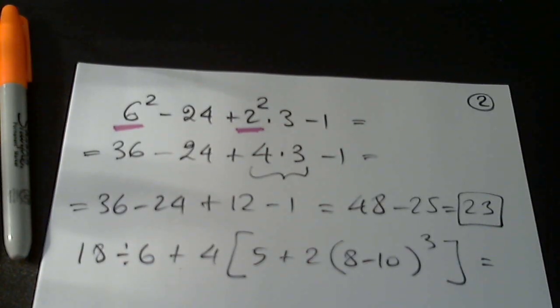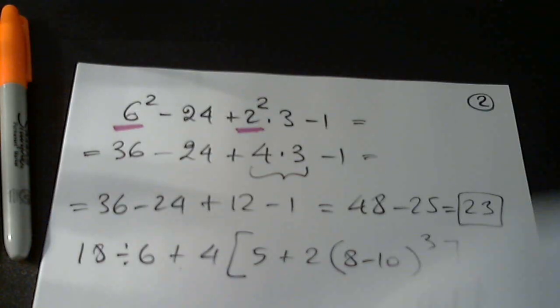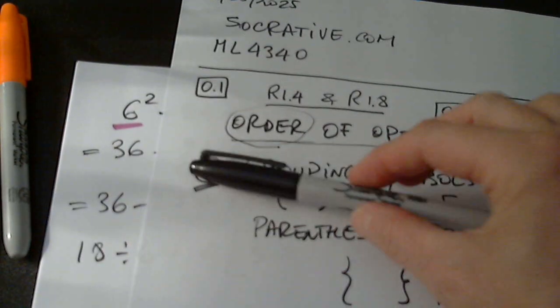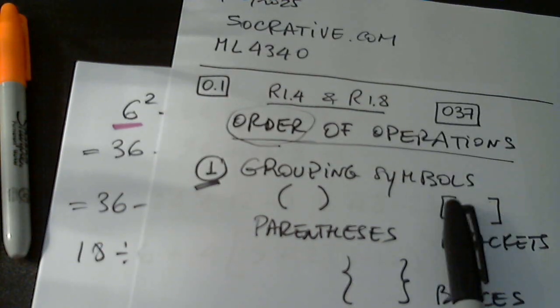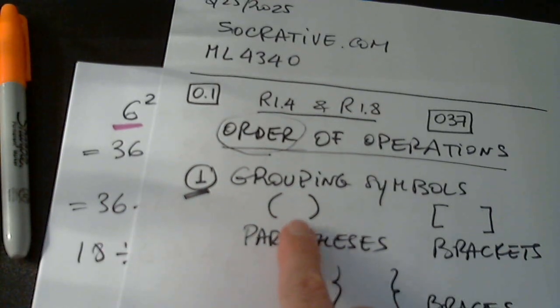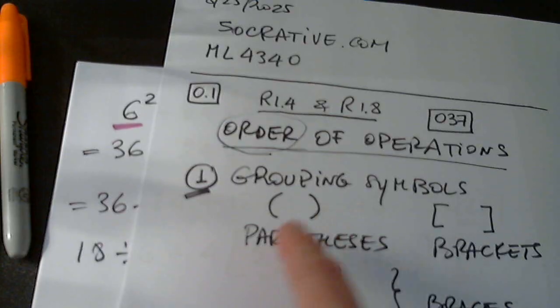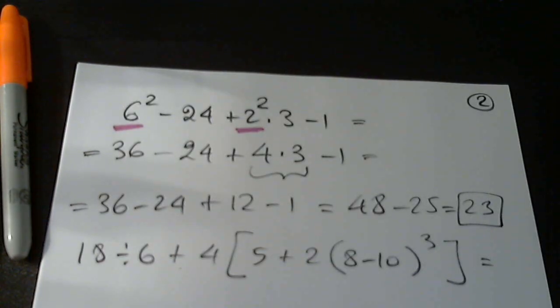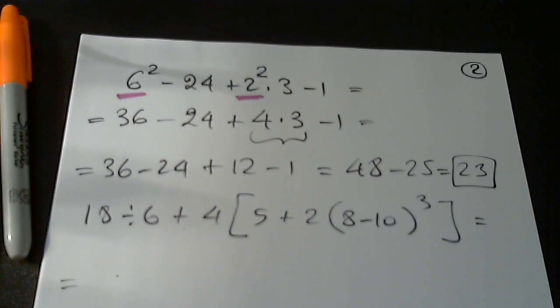Okay, so again, when you get more experience with this, you can cut a little bit of corners, but right now I'm not going to. I'm going through the steps. Grouping symbols. I see 2 grouping symbols. I see parentheses and I see brackets. I have to start with parentheses. And I have to copy everything as is.